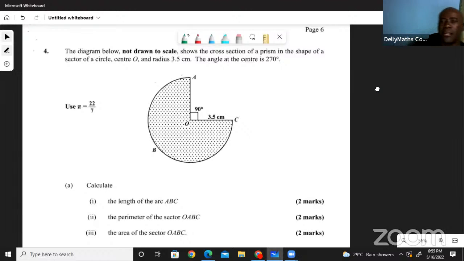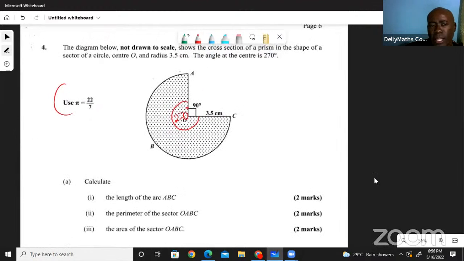What it says here is that the diagram below, not drawn to scale, shows the cross section of a prism in the shape of the sector of a circle with center O and radius 3.5. The angle at the center is 270 degrees. We're given all the information that we really need. We were told that this is 270 degrees right here. So we have everything that we need. We're going to be using pi as 22/7.